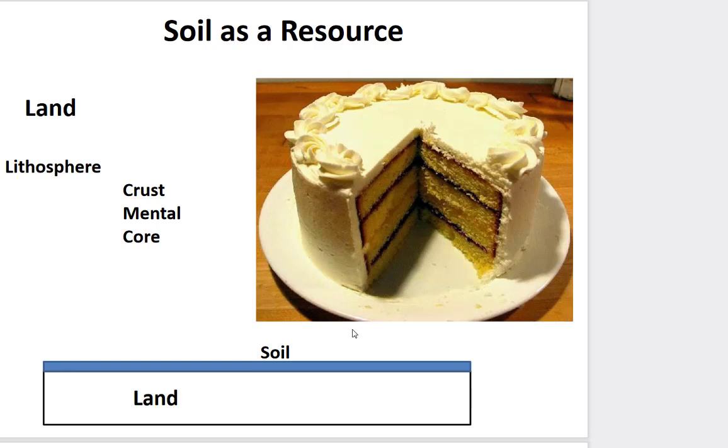Here I am discussing the land resource. There are various resources on earth and land is one of them. Land indicates the lithosphere. Lithosphere means the solid part of the earth's crust, and this lithosphere is known as land, and the topmost layer of this land is soil.